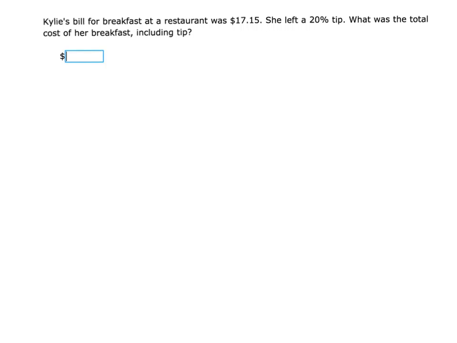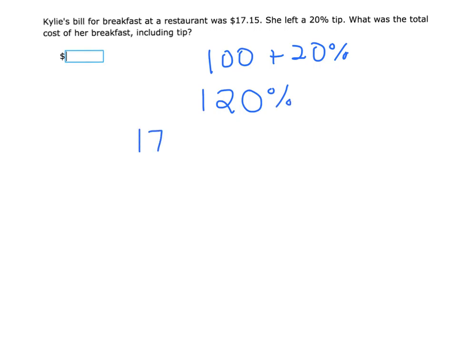Okay, similar situation, a little easier now. We're going to just leave a 20% tip. And so just like we saw in the last problem, I've got the 100% cost of the restaurant bill, which is $17.15, and I'm going to add 20%, which means the total cost is going to be 120% of the bill. And so that means I'm going to take $17.15 and find 120% of that by remembering that 120% is really the same as the decimal 1.2.